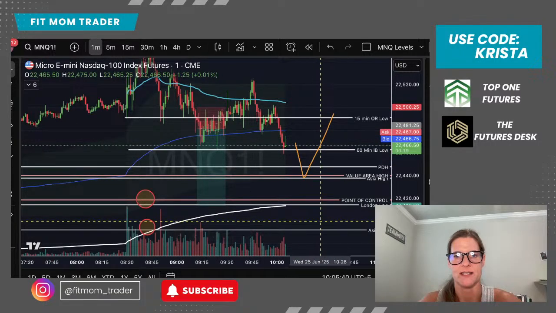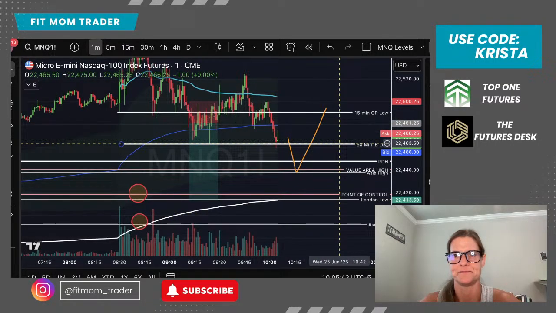That's not a very convincing buy up off of initial balance low.